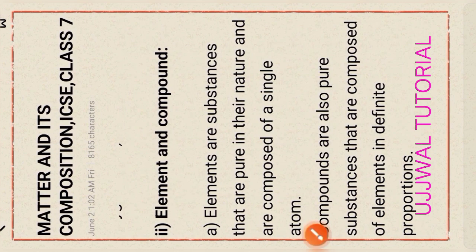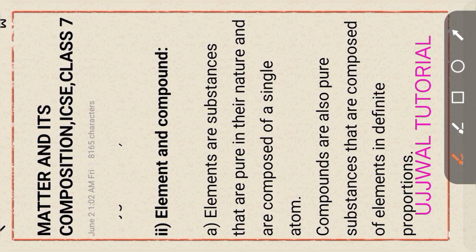Next difference type: element and compound. Elements are substances that are pure in their nature and are composed of a single kind of atom. But compounds are also pure substances that are composed of elements in a definite proportion.